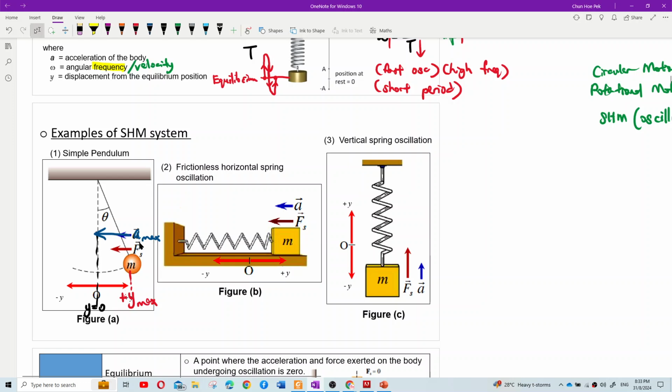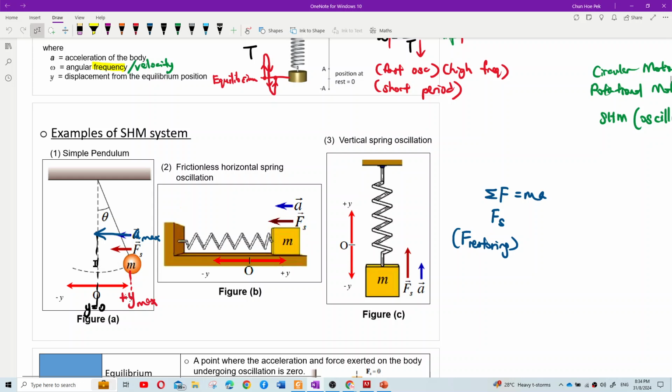Because of the formula. Look at here. F equal to ma. F equal to ma. And what is the F here? F is the restoring force, we call it Fs. Do you understand what is meant by restoring? Restoring means I want to bring back to equilibrium. A force to bring back to equilibrium.